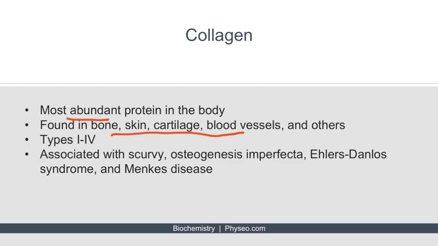There are 4 types of collagen, types 1 through 4. However, this is usually not emphasized on Step 1. It's much more important in high yield to focus on the disorders associated with collagen. These include scurvy, osteogenesis imperfecta, Ehlers-Danlos syndrome, and Menkes disease. These can best be understood by looking at collagen synthesis.